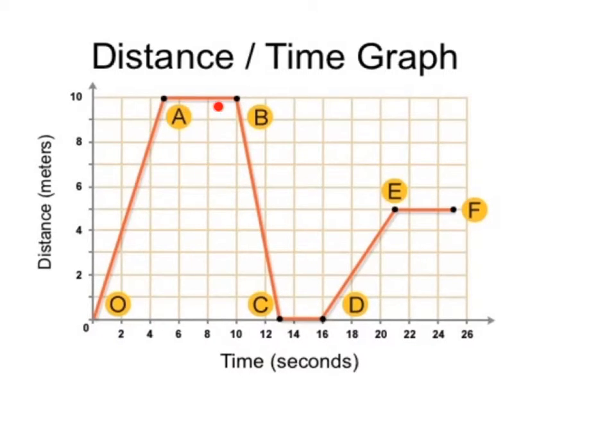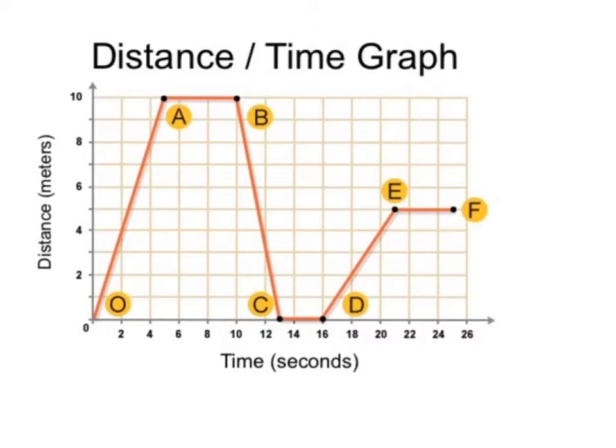The next line is a straight horizontal line. If you notice, the distance never changes. From point A to point B, it's always 10 meters. However, the time does change. Point A is at about 5 seconds, and point B is at 10 seconds. So this means that this person was standing for 5 seconds at 10 meters. This would be as if you were standing waiting in line somewhere. You're standing still with no movement.